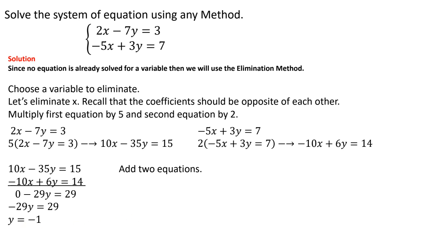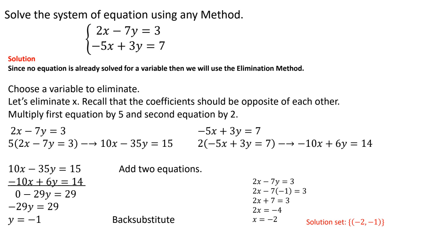Now that you know the y, then we back substitute. And so I'm going to take any of the two equations, and I'm going to go ahead and substitute -1 for my y's. So here I get 2x minus 7 times y, which is -1, is equal to 3. So 2x plus 7 is equal to 3. Subtract the 7. So we get -4. Divide by 2, so we get x equals -2. So this will be our solution.